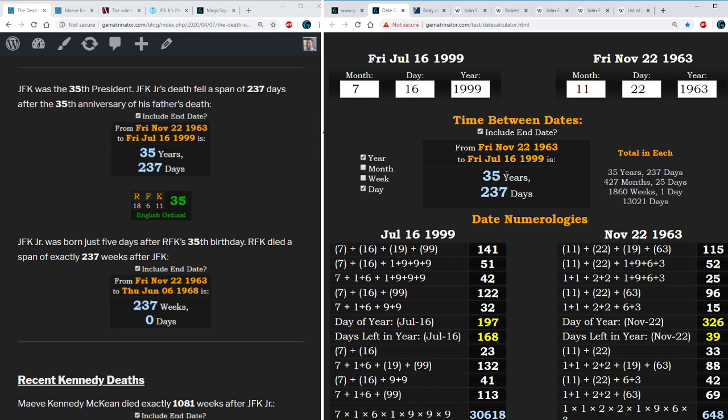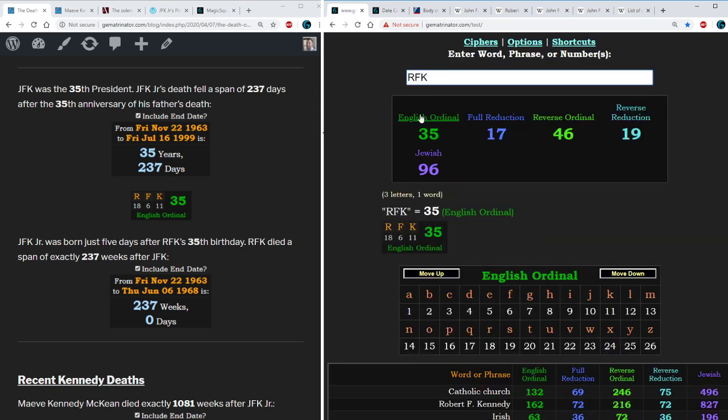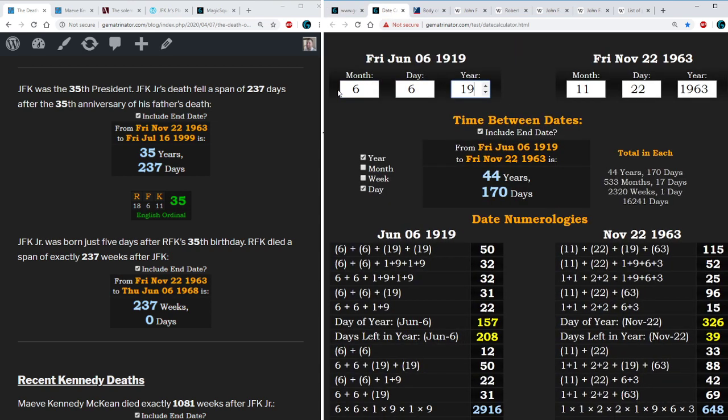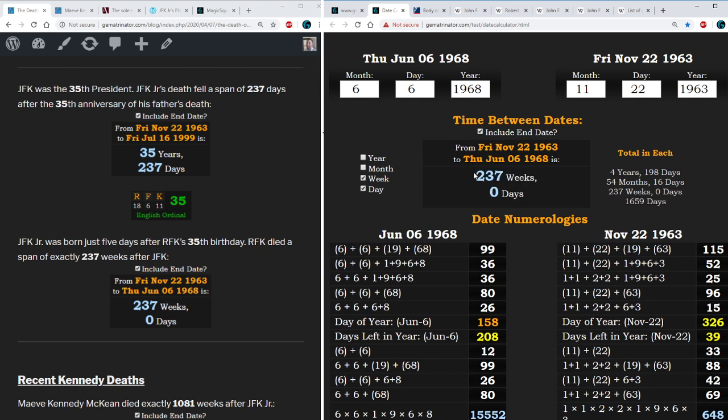Also worth pointing out, JFK Jr. died 35 years after his dad, who was the 35th president, and then his uncle RFK sums to 35. JFK Jr. died a span of 237 days after the anniversary of the death of his father. And that number stuck out to me because from JFK's death to RFK's death, you get exactly 237 weeks with the end date.